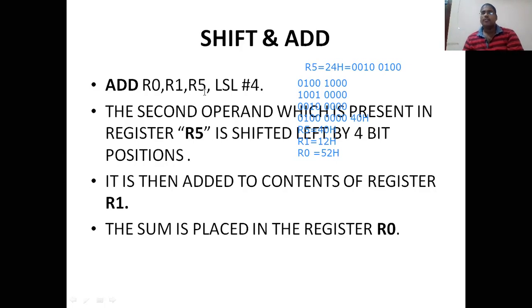This is going to be added with R1. For example, consider R1 has 12H, then this 40 is added with this 12. So 40 plus 12 is 52H. That 52H is the result. The answer obtained is going to be stored in the register. So this is the process. This is one of the models in arithmetic addition.